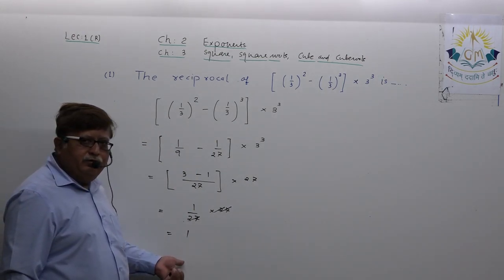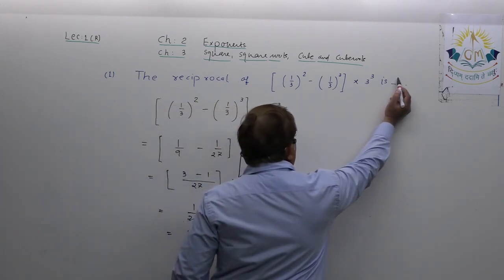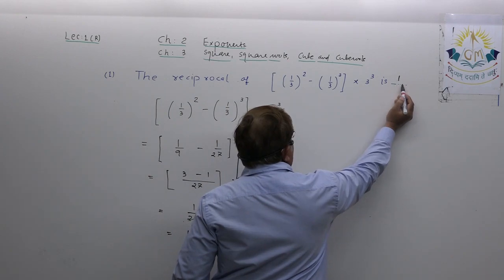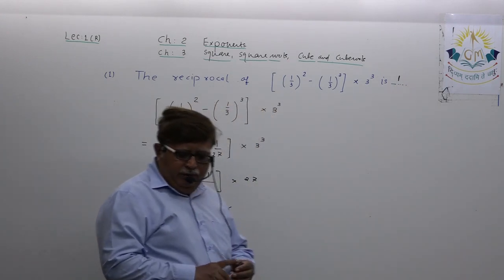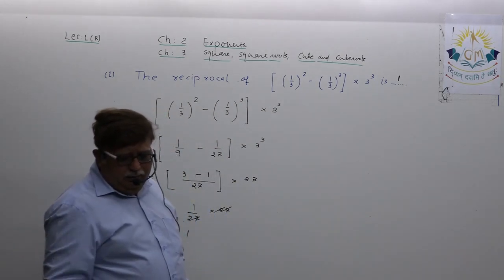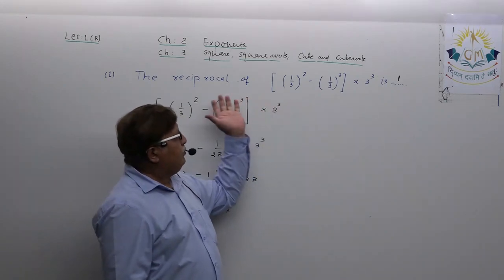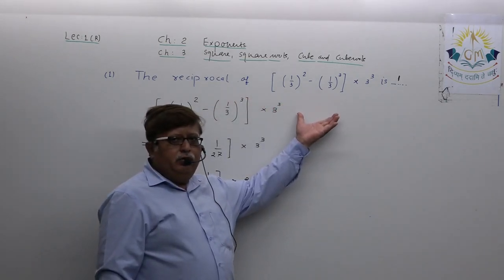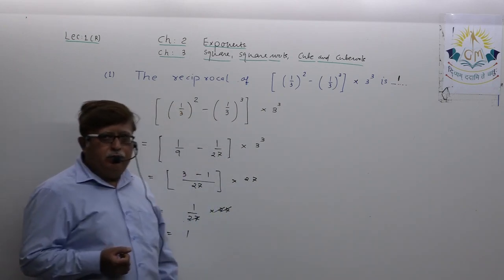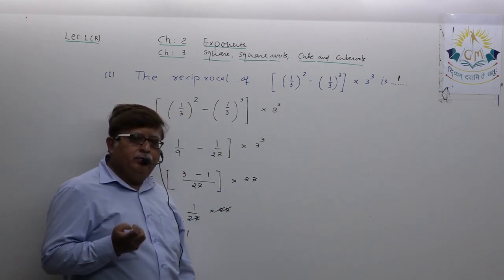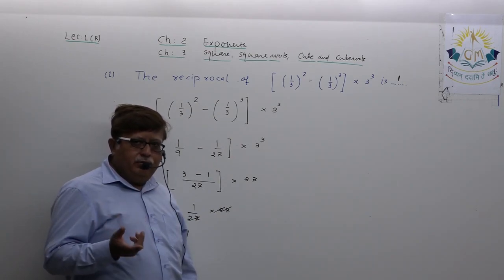So what is the reciprocal of 1? 1 itself. So this is your answer. Understood? So dear students, such confusion may sometimes arise in your mind while solving this chapter. You know how to find the reciprocal of any particular number: you just have to reciprocalize numerator to denominator.